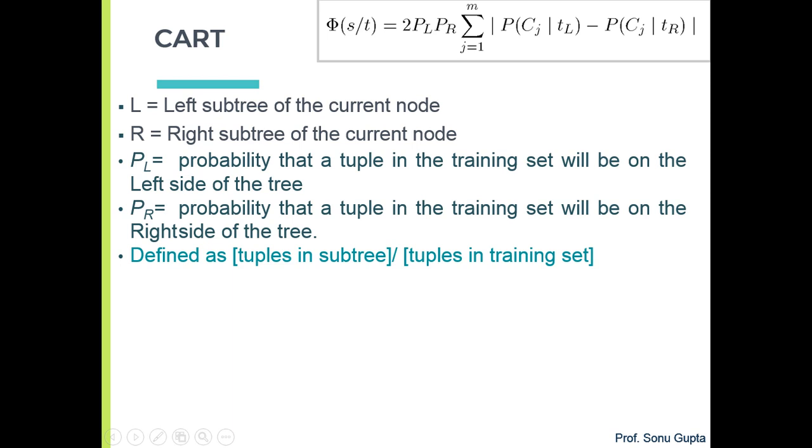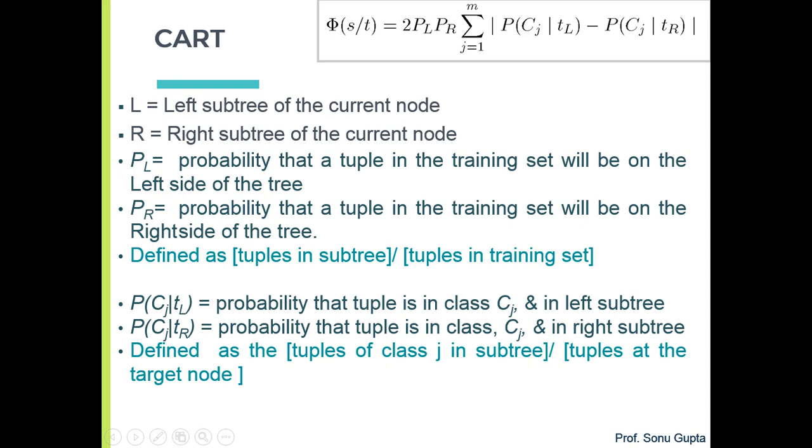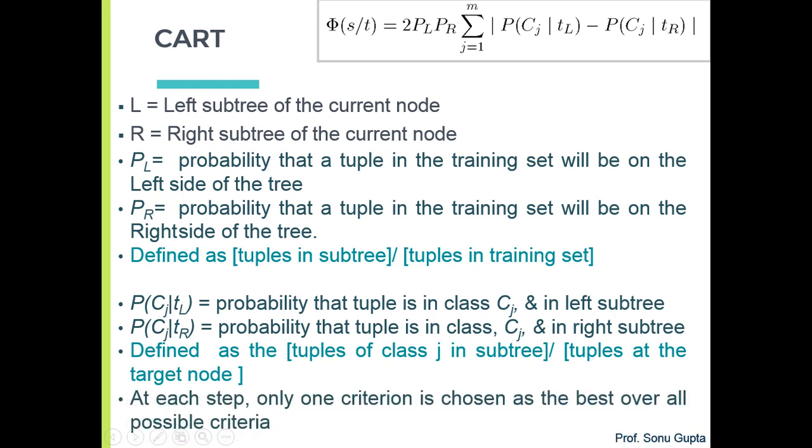What is this? If you remember, you had conditional probability. What does this say? What is the probability that, given the tuple is in the left subtree, it will belong to class Cj? So this is the conditional probability, given an event has already happened. For example, we already know that it is in the left subtree, then what is the probability that it will be in class Cj? Similarly over here, given it is in the right subtree, what is the probability that it will belong to class Cj? So this is the tuples of class J in either the left or the right subtree, divided by the tuples at the target node.